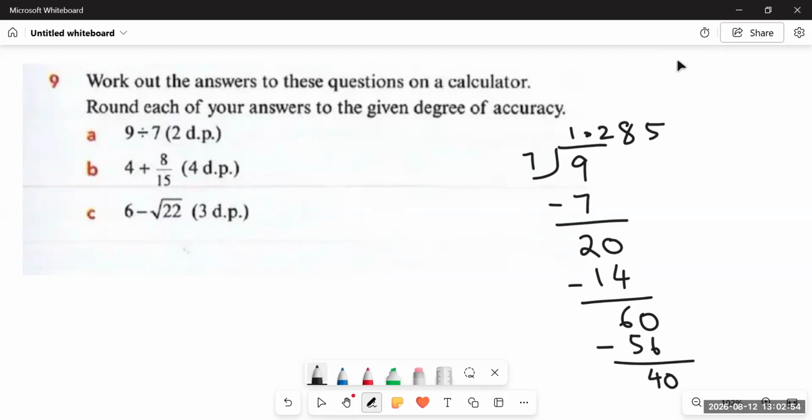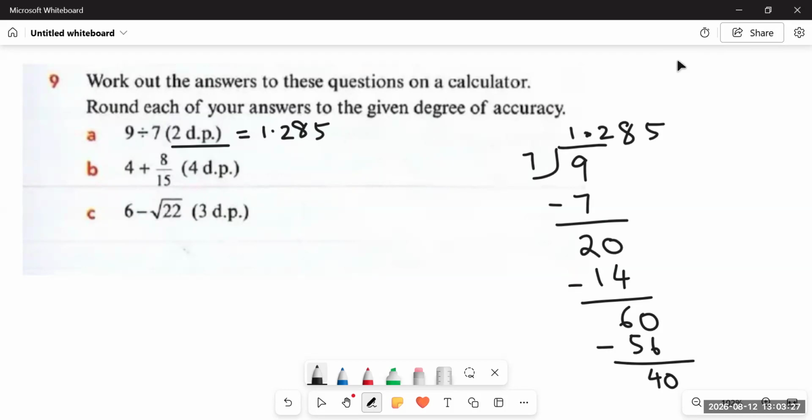Since we have to round it to 2 decimal places, we will write it down to 3 decimal places initially. 1.285, and that's sufficient because we have to round it to 2 decimal places. So 3 digits after decimal are enough. When you have to round it to 4 decimal places, 5 digits will be enough after decimal. When you have to round it to 3 decimal places, 4 digits will be enough. Only one more digit is required to round it to the given number of decimal places. That is the degree of accuracy.